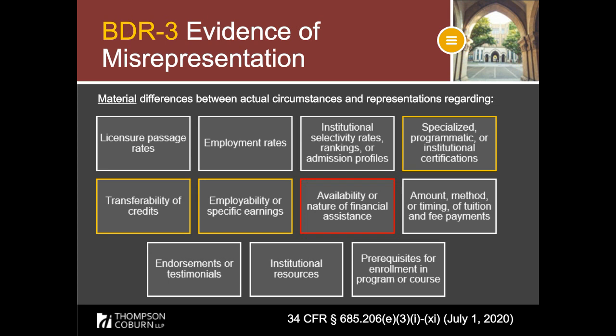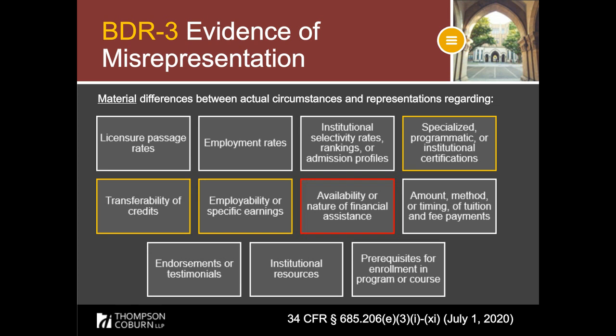Now, I've got some boxes around 4 of them. The ones that don't have any color, I've got outlining, right? The ones that don't have any outline are pretty much just straight up, the standard is there can't be a material difference between what you told them and the truth. For the 3 that are outlined in yellow, there's a little more nuance, and you should look at those a little more closely. And then for the one in red, I really just wanted to call this out.